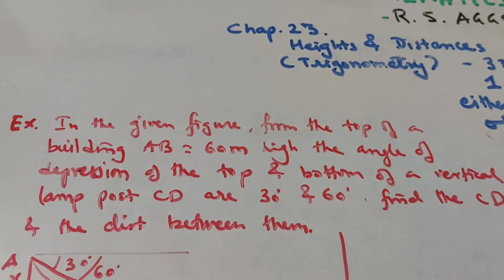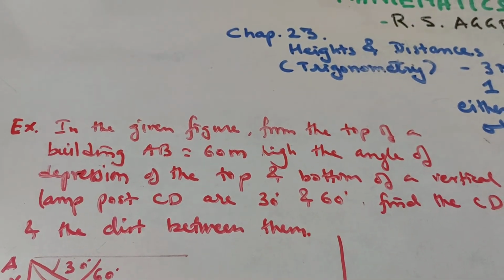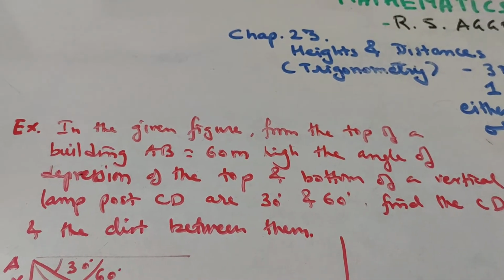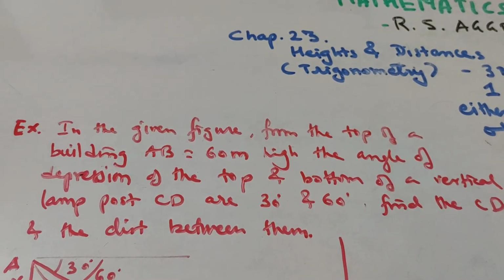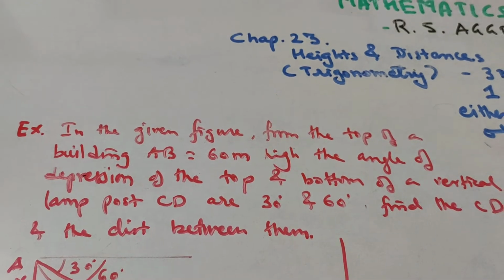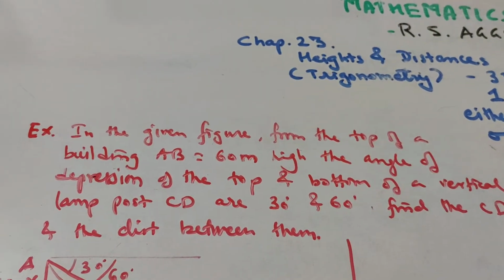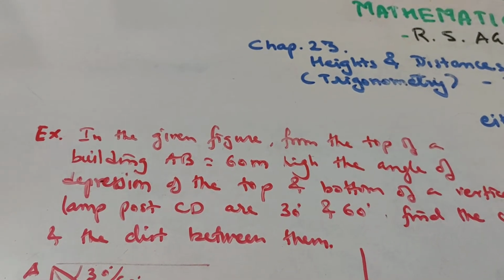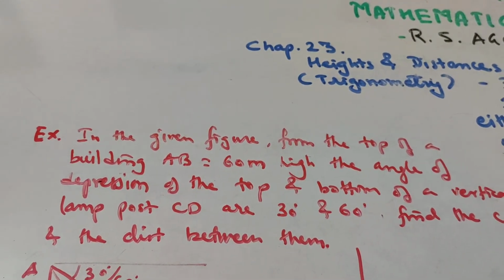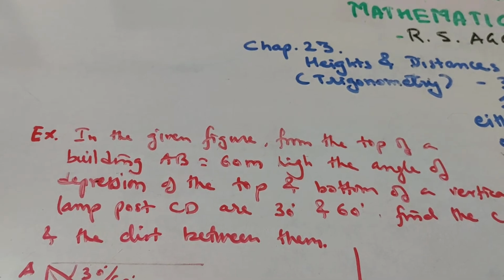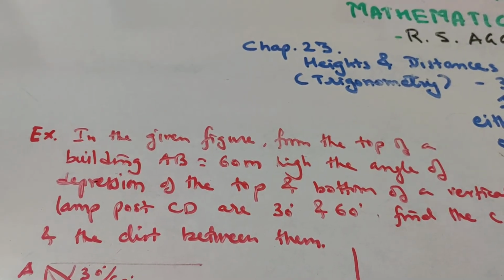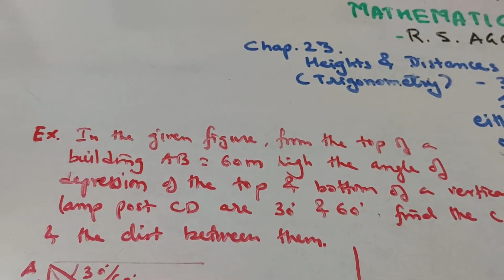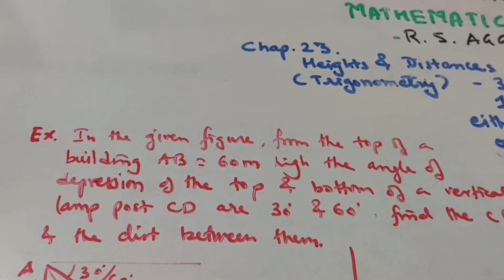Okay, let us see in the given figure from the top of a building. So building is AB and the height of the building is 60 meters. So from the top of the building you are looking down, that is angle of depression, to the top and the bottom of a vertical lamp post. So at certain distance there is a lamp post near the building, and from the top of the building you are looking to the top of the lamp post and to the bottom of the lamp post. To the top of the lamp post the angle of depression is 30 degree. So now you can write here angle of depression is equal to angle of elevation. So it is 30 degrees.